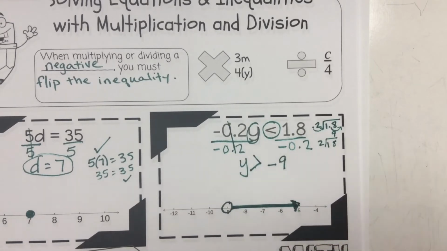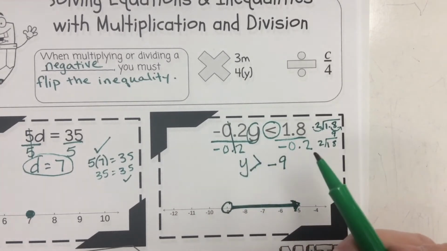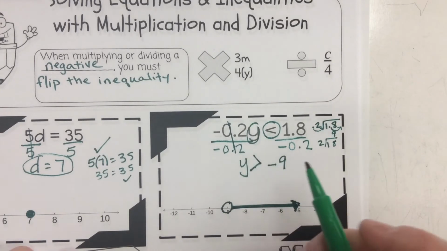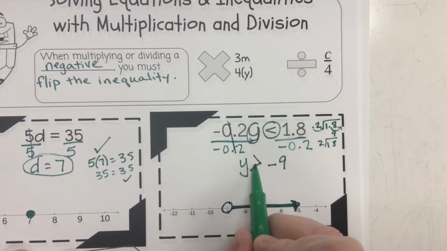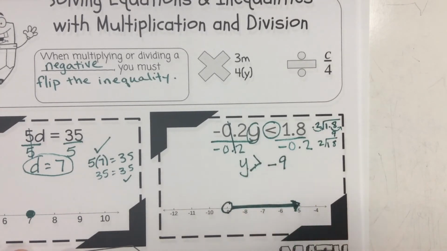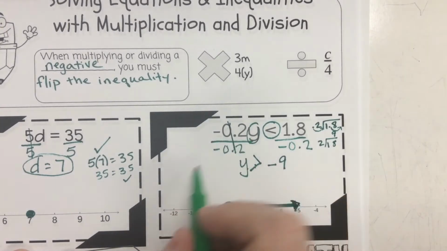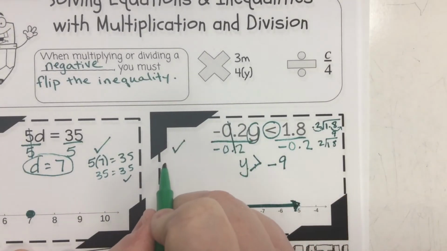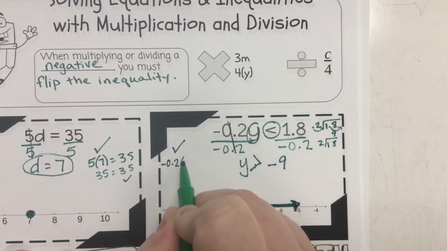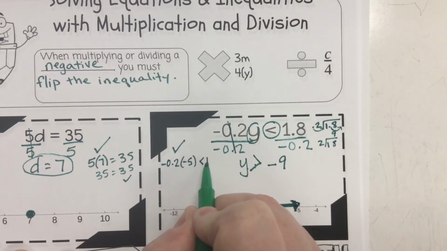Okay, now we can check it. Let's pick a number and put it in there. Okay, do you want to say negative 5? Okay, is negative 5 greater than negative 9? Yes, it's to the right. So we're going to put negative 5 in there. I'm going to check it right here. Negative 0.2 times negative 5, is that less than 1.8?